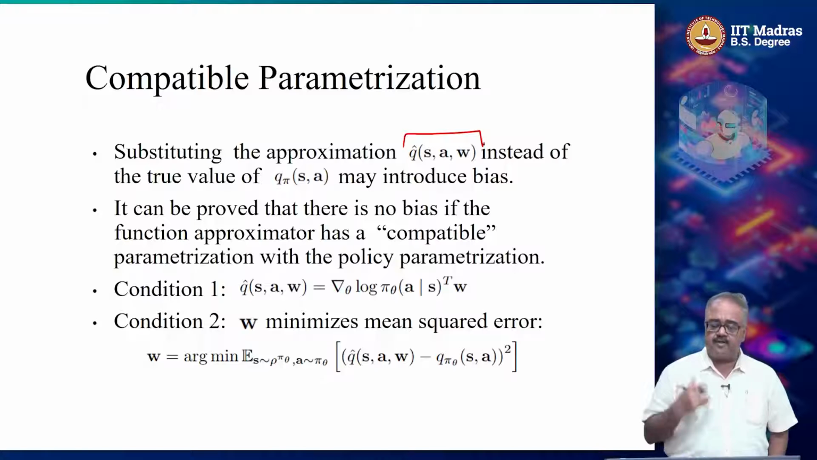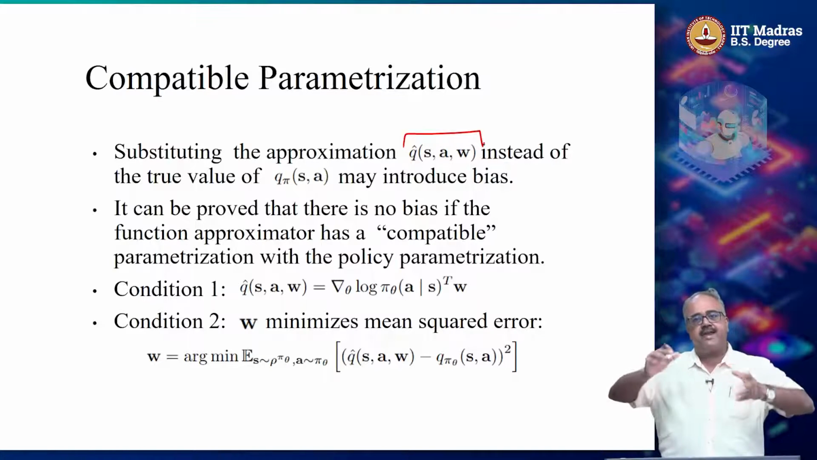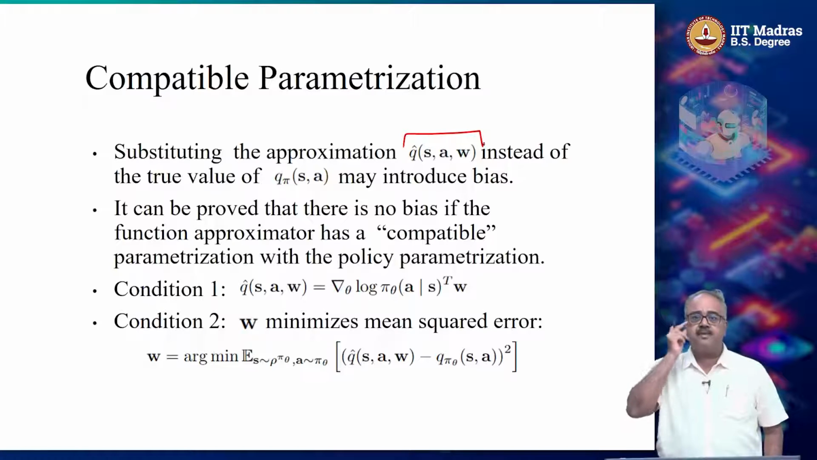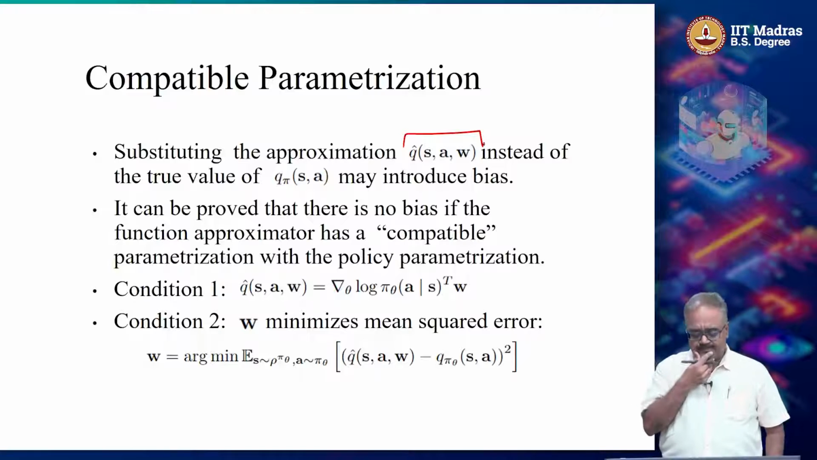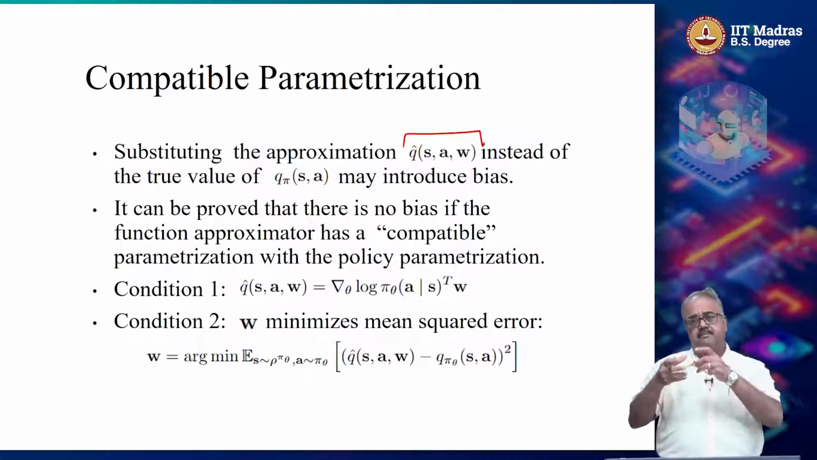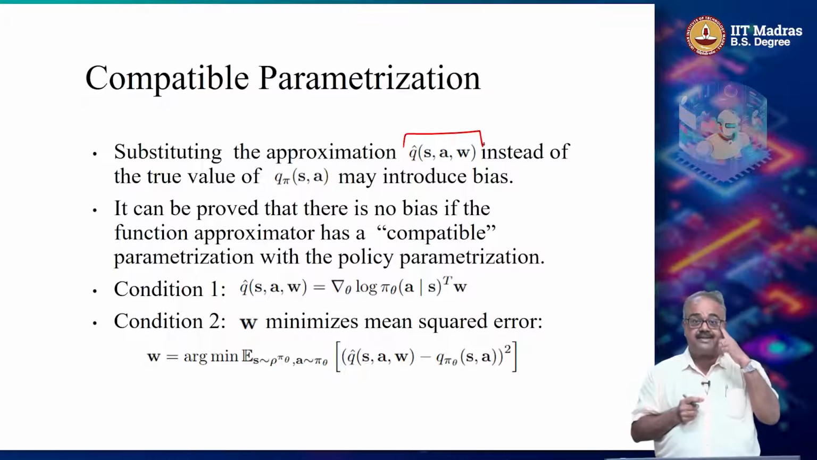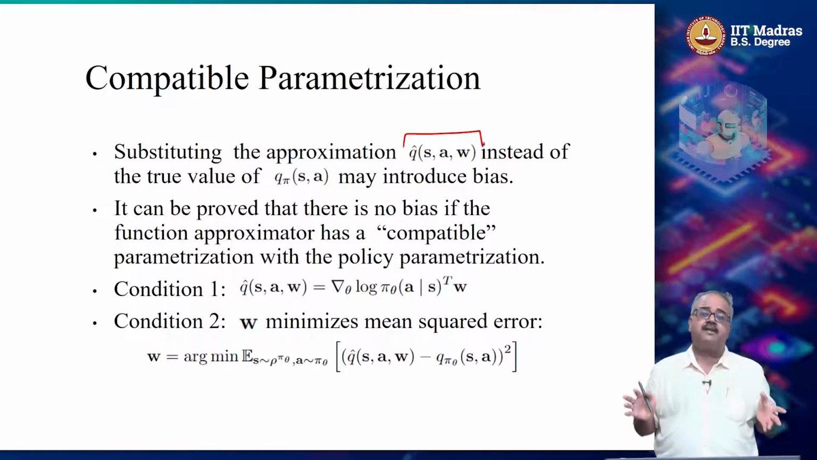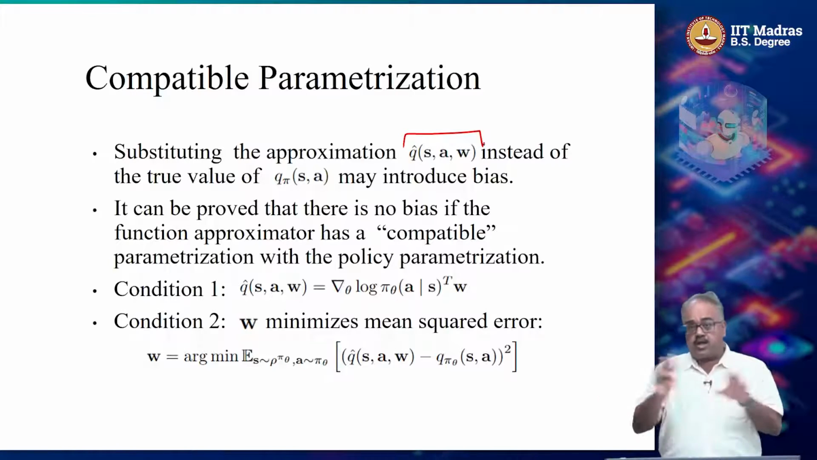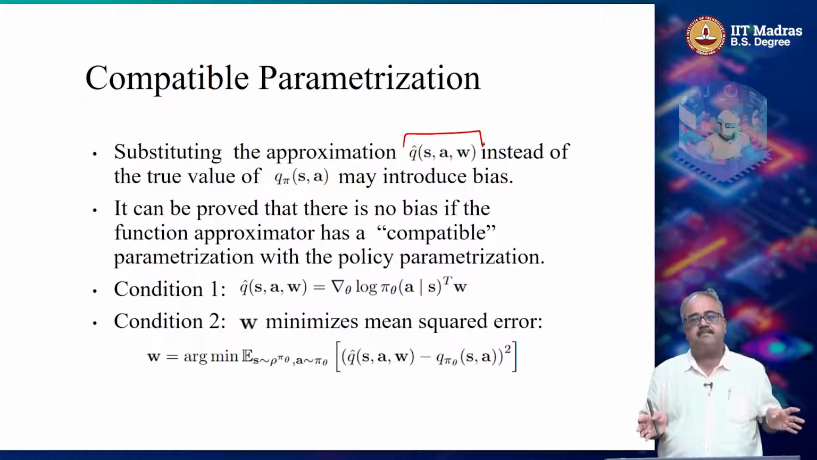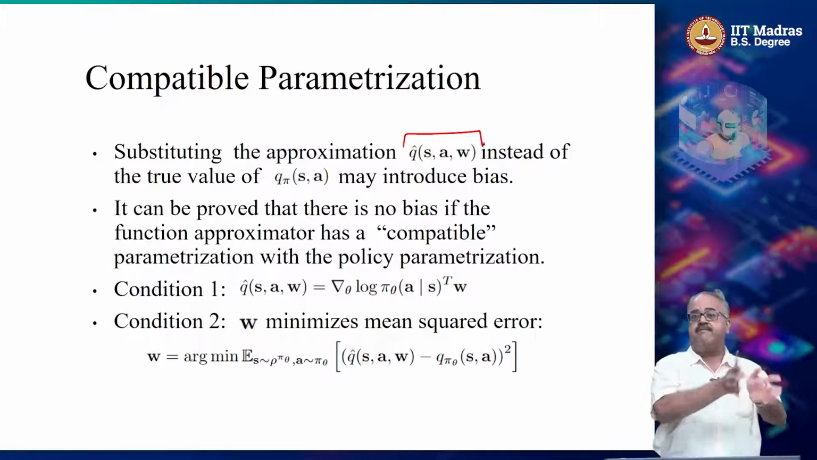Now, the problem with introducing Q hat is that it is going to have some kind of bias, because I am using weights and some kind of approximation. So, I will be introducing some error into the estimate of the gradient. If the W network, the Q network or the V network that I am choosing, is such that I am not able to represent the value function of the policy pi theta accurately, then my estimate of the gradient will be very, very wrong.